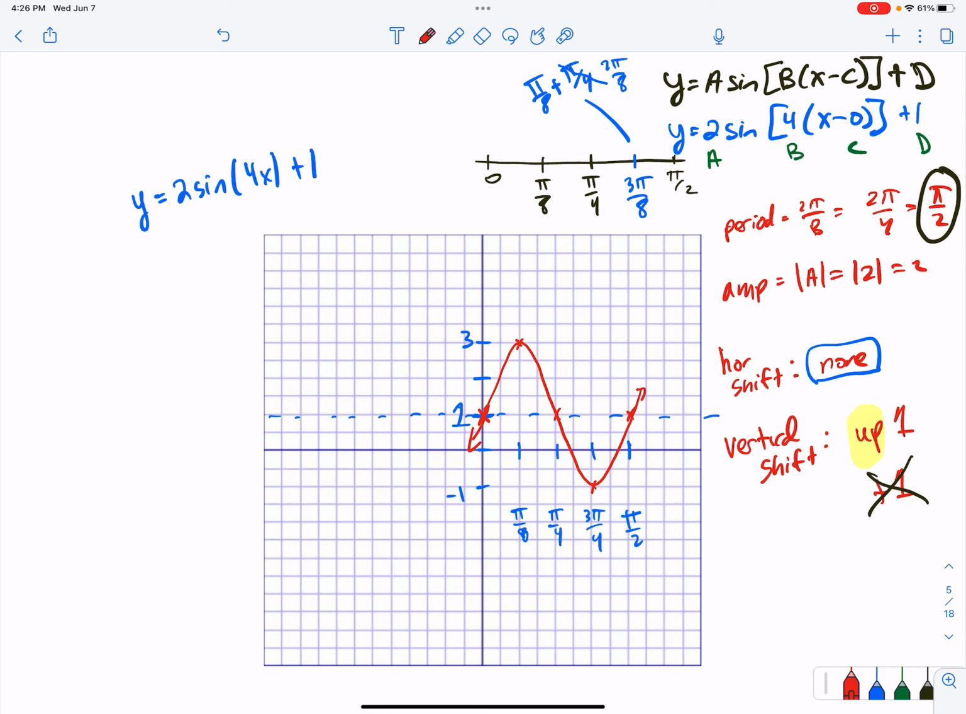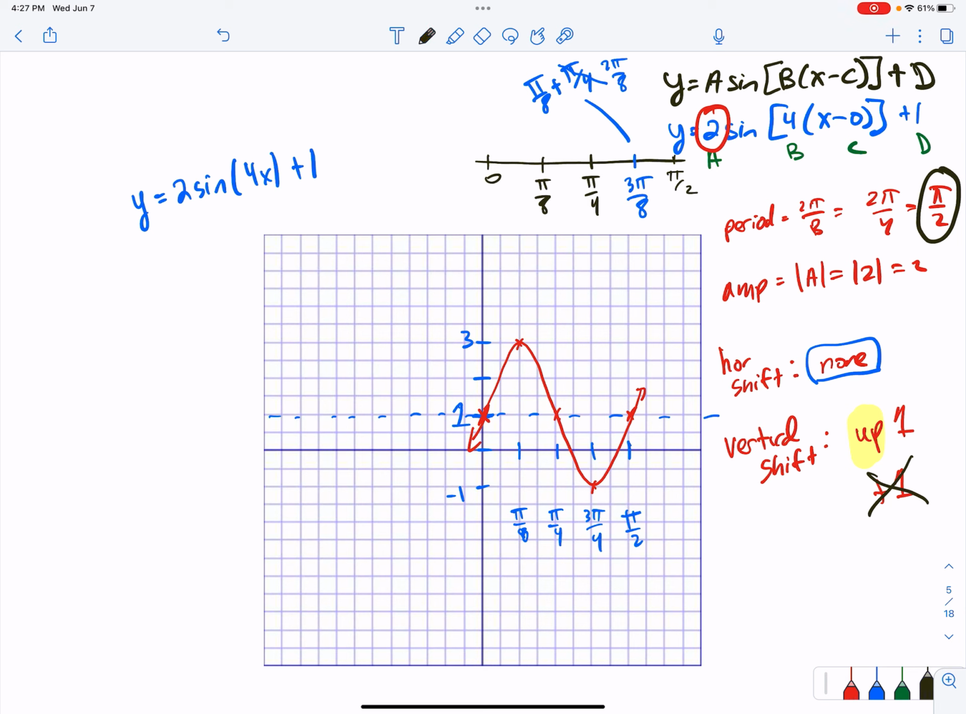One thing to mention is that if the leading coefficient, if a was negative, the graph would have started by decreasing. It would have been like this. I would have had a vertical reflection. So that's something to pay attention to.